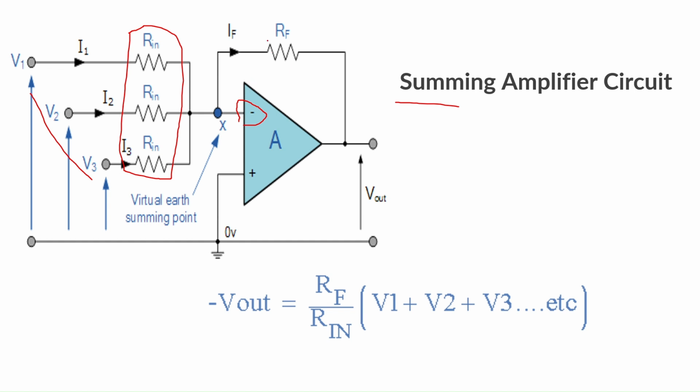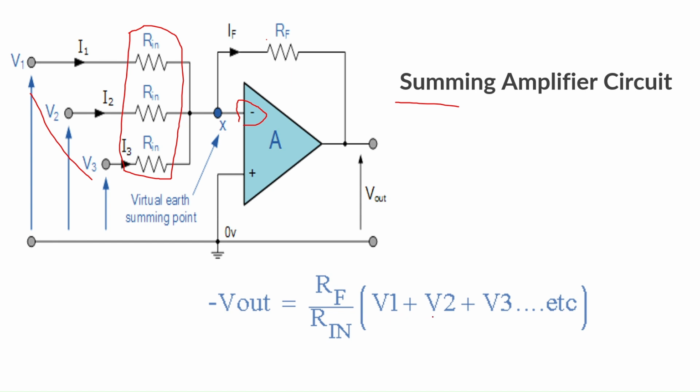So the gain of this operational amplifier is minus Rf by Rin. Gain equal to minus Rf by Rin. Gain is voltage output by voltage input. Voltage output is kept at the left side and the voltage input is cross multiplied to the right side. Here there is not a single voltage, there are three voltages. So V1 plus V2 plus V3.